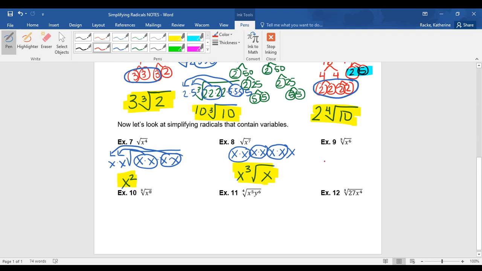For example 9, it's a cube root here, okay? So I have x to the 6th. If I have 6 x's, okay, I'm looking for groups of 3. I have a group of 3 here and a group of 3 here. So my answer would be x squared.